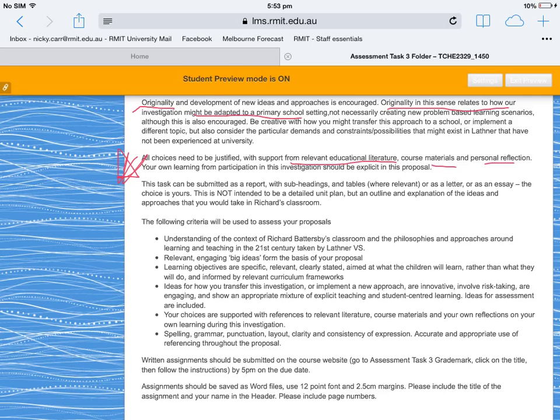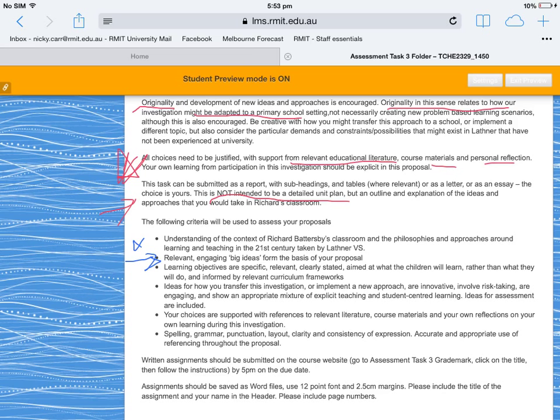This talks about format again. I want to repeat, it's not intended to be a detailed unit plan, but it's an outline and an explanation of the ideas and the approaches that you'd take. Here are the criteria that we're using, and they reflect the same sorts of things that I've just been talking about. Understanding the context of the classroom that Richard has and the philosophies and approaches. You can weave these in throughout. So when you're starting to talk about collaborative learning, you might weave in what Richard does, or alternatively, you could have a whole section just on the philosophy and how you think that links to what you've done.